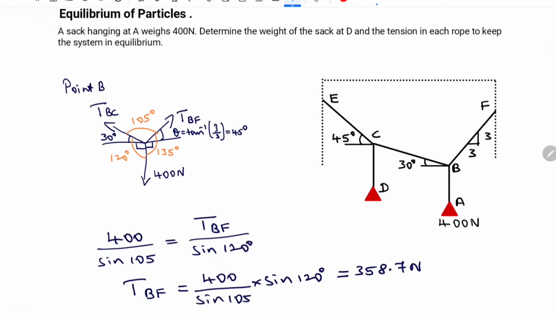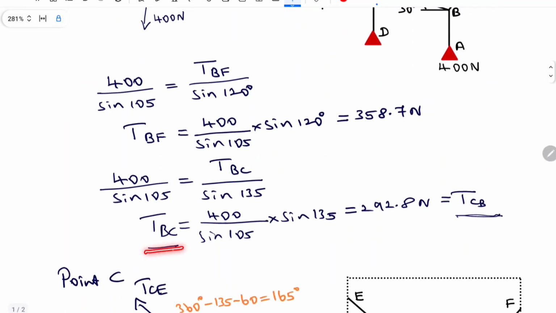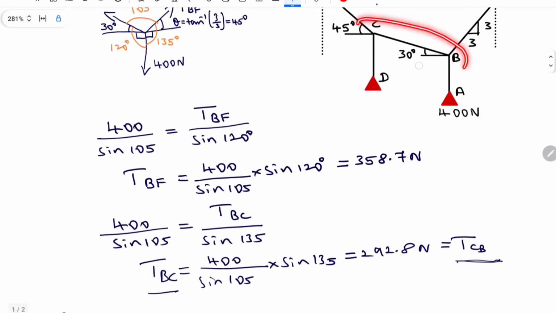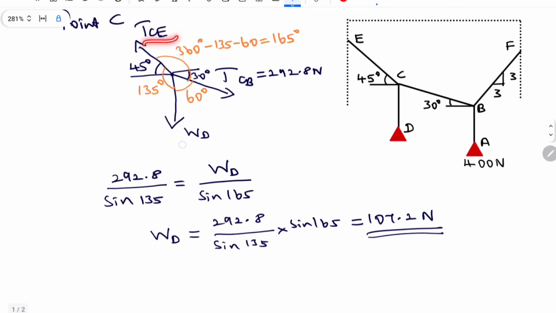In this problem, first we drew the free body diagram and started with the known force, the 400 Newton. We started from the 400 Newton and calculated the tension for the other two strings. We know that TBC is same as TCB because both are the same string. So now TCB is our known force. By considering point C, with the help of TCB, I have calculated TCE and WD.